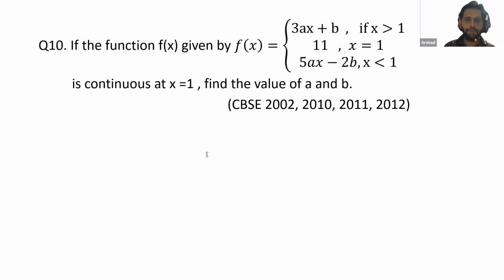Okay, this is a very, very good question. This came 4 times: 2002, 2010, 2011, and 2012. You need to find the value of a and b. This function is continuous at x is equal to a. So first of all, please tell me what will be your approach. Anyone can tell me what is your approach in this question. Please think for one or two minutes. We'll use LHL and RHL. Yeah, great, great, great. So please complete this and let me know.